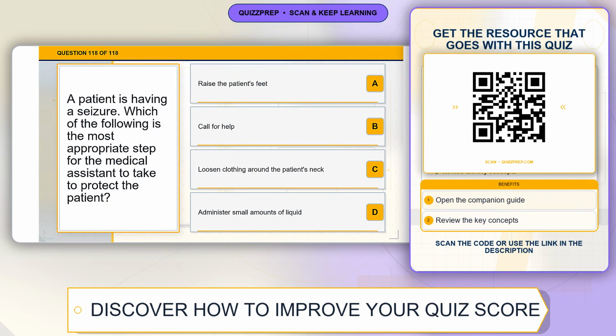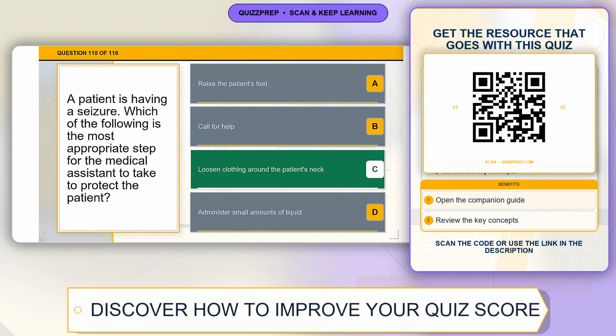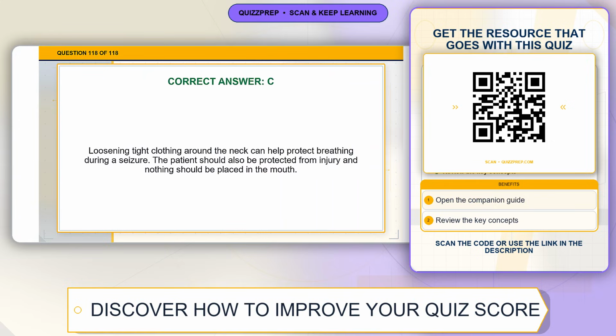Question 118. A patient is having a seizure. Which of the following is the most appropriate step for the medical assistant to take to protect the patient? Option A, raise the patient's feet. Option B, call for help. Option C, loosen clothing around the patient's neck. Option D, administer small amounts of liquid. The correct answer is option C, loosen clothing around the patient's neck. Explanation: loosening tight clothing around the neck can help protect breathing during a seizure. The patient should also be protected from injury and nothing should be placed in the mouth.